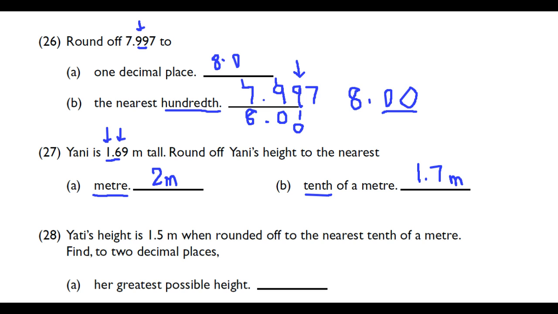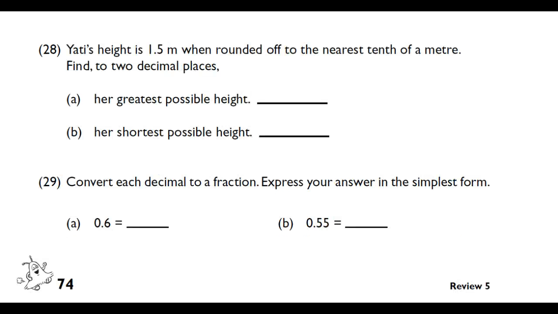We'll continue to the next one here. I'm going to shift it up. Number 28, Yeti's height is 1.5 meters when rounded off to the nearest 10th of a meter. Find, up to 2 decimal places, her greatest possible height. It means what was her greatest possible height that's been rounded down to 1.5, or the other one is what was the shortest possible height that has been rounded up to 1.5 meters.